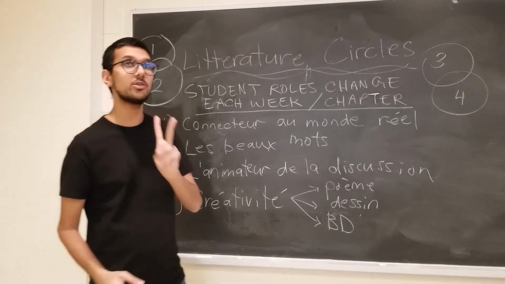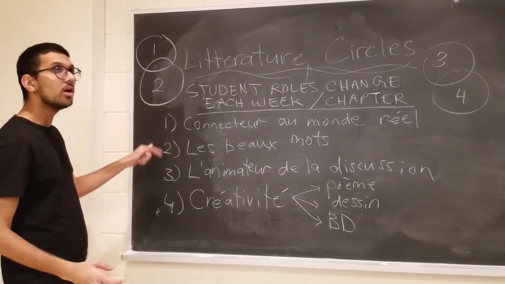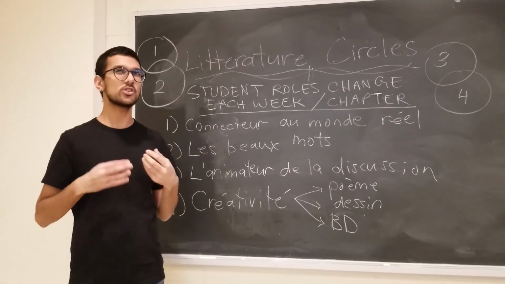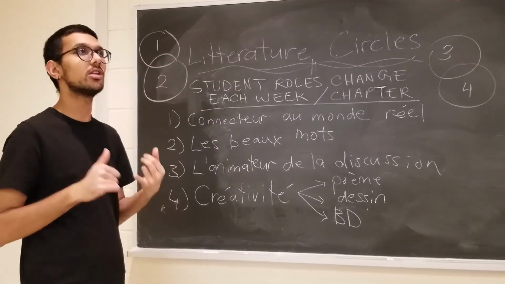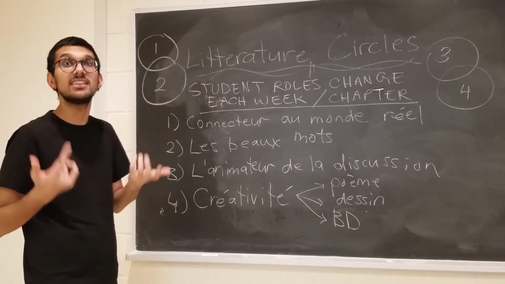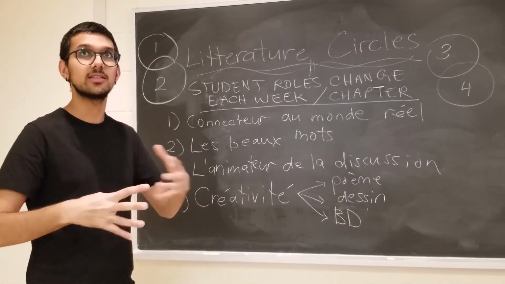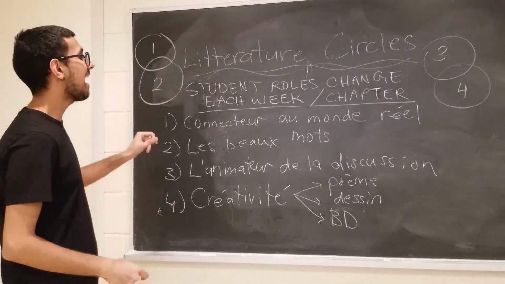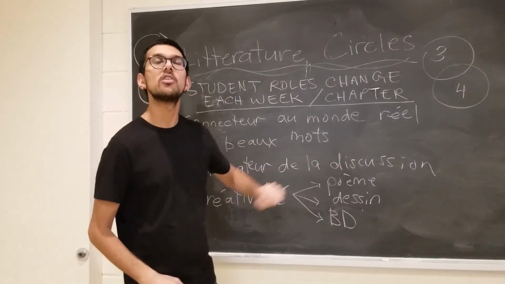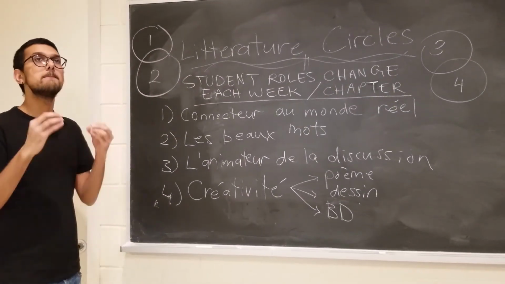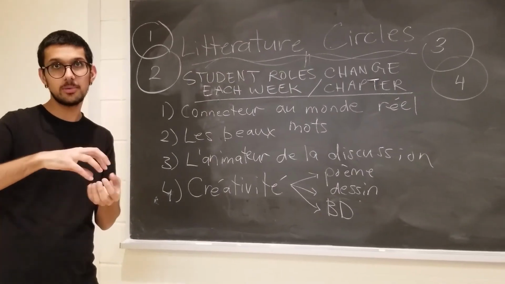The second role that you can have is les beaux mots. So one person will keep a chart of words or expressions they didn't understand, and they would look up the word, write the page that expression is found on, and find a definition and how it relates to the context of the book. That's les beaux mots. The third role is animateur de la discussion. So you'll have one student who creates discussion questions based on the chapter of the book that week.